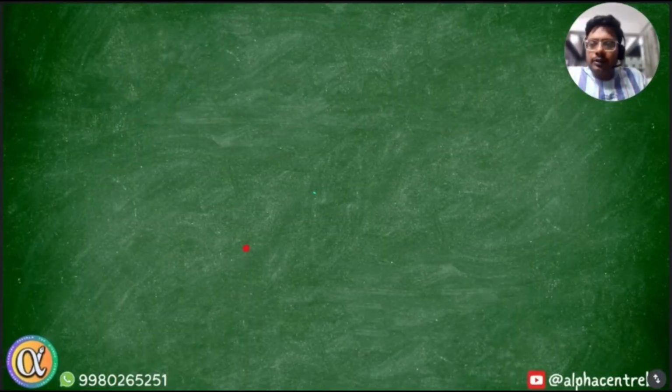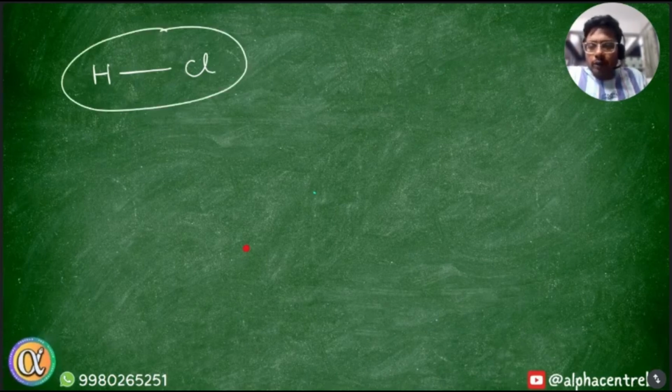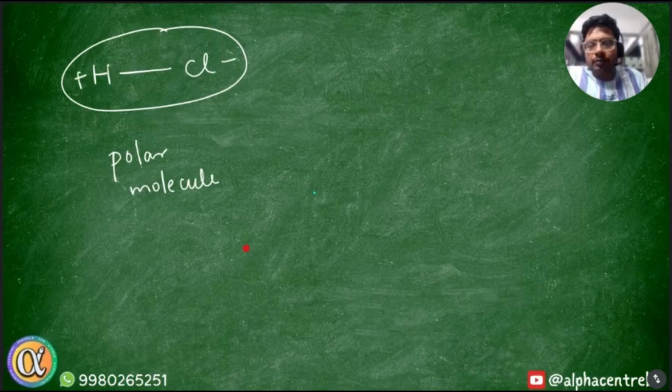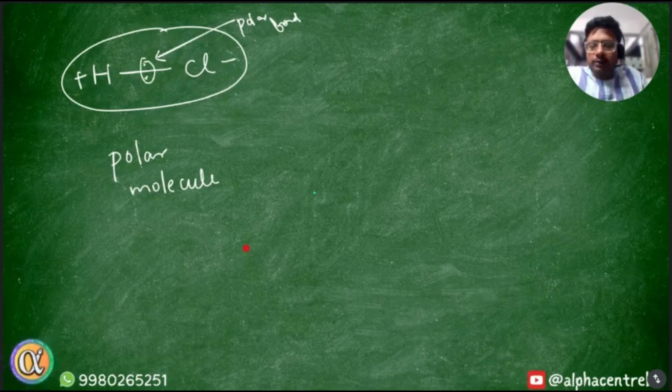So again, the HCl molecule. I said HCl is a polar molecule, because the hydrogen side is positive and the chlorine side is negative. And this bond between hydrogen and chlorine is a polar bond. It's a polar bond because the electron pair is drifted towards chlorine.